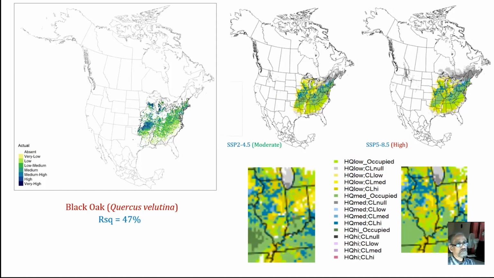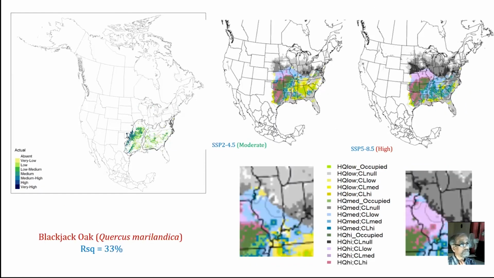And then the black oak, currently we have some black oak, but under future conditions, it seems to improve habitats for and colonization likelihood for black oak under both scenarios. And then blackjack oak, again, especially under high scenario, we have some high quality habitats in pink that are likely to be colonized, along with the other ones that may not reach there by the end of the century.